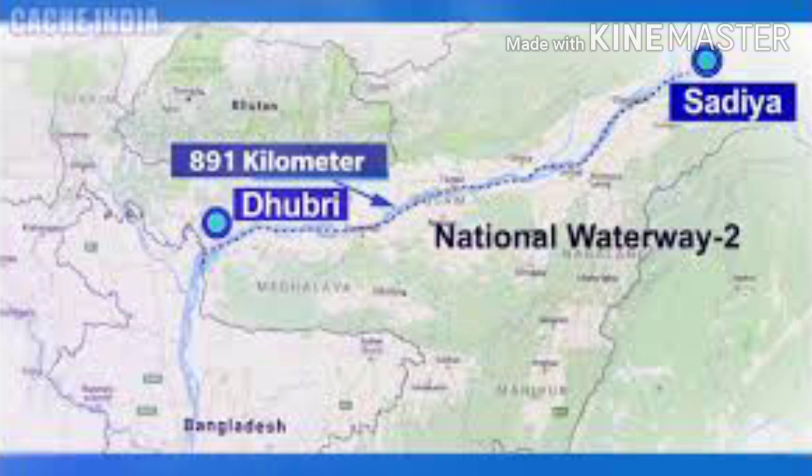The second is National Waterway number 2. It is on the Brahmaputra River between Sadiya in Assam and Dhubri in Assam, and it has 891 kilometers. So once again, the second one is National Waterway number 2, on the Brahmaputra River between Sadiya and Dhubri in Assam, with 891 kilometers.